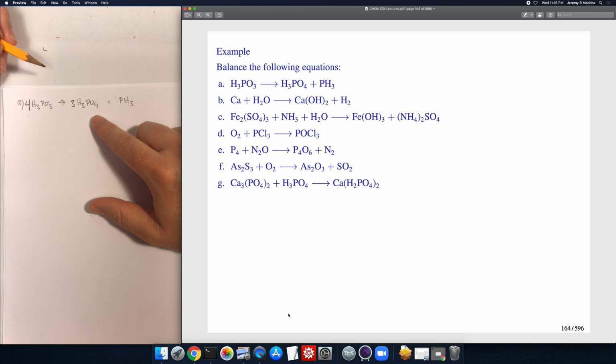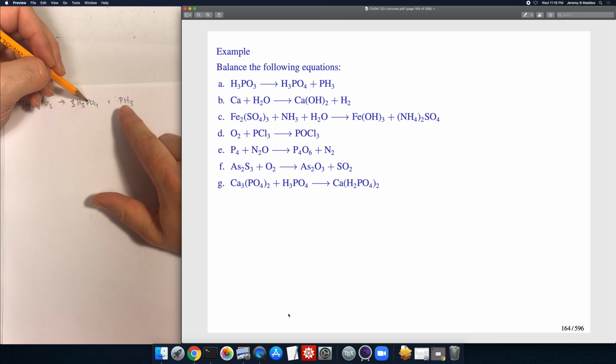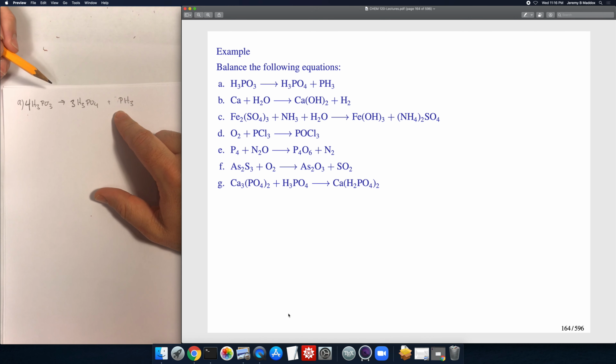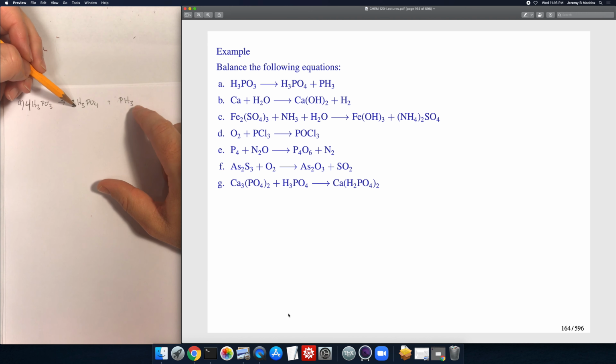But you want to check everything else. So you've got now 4 phosphoruses on this side. You've got 3 plus 1 gives you 4, so phosphorus is balanced. What about the hydrogens? You've got 12 on this side. Here you've got 9 plus 3 more. That gives you 12. So this reaction is balanced now.